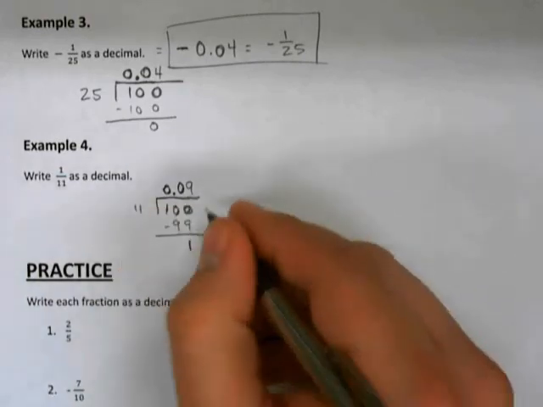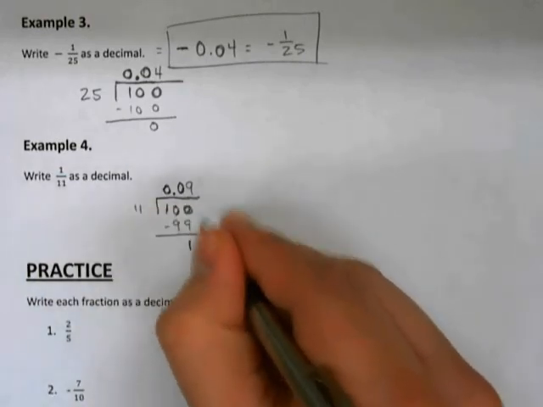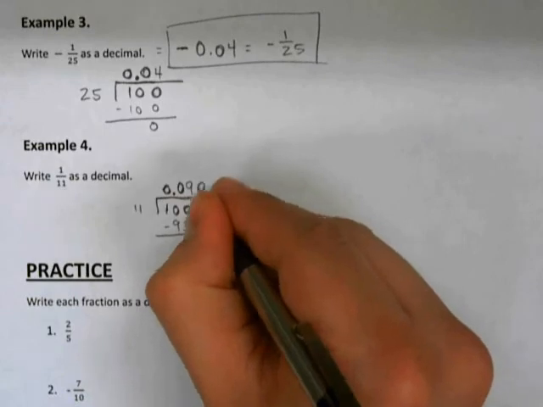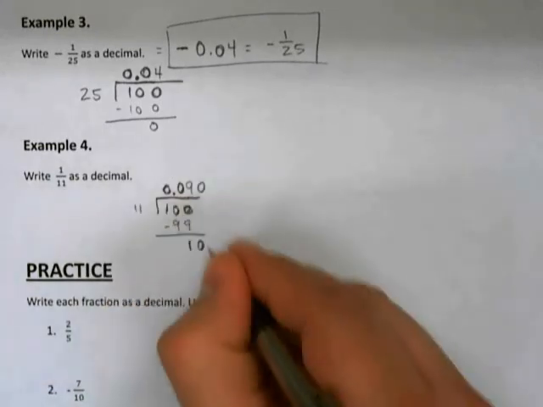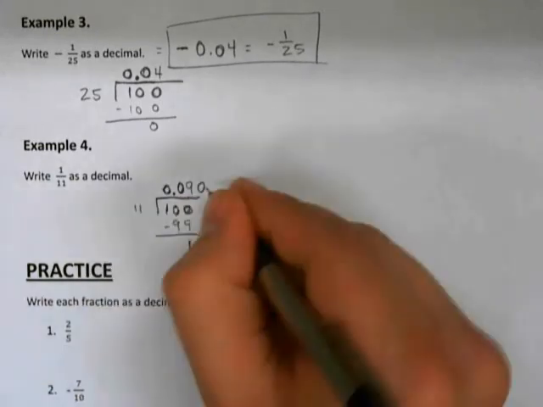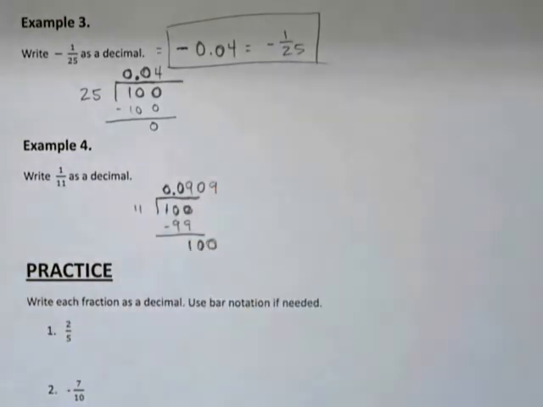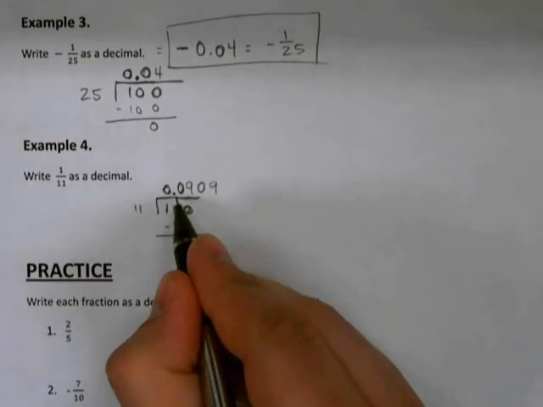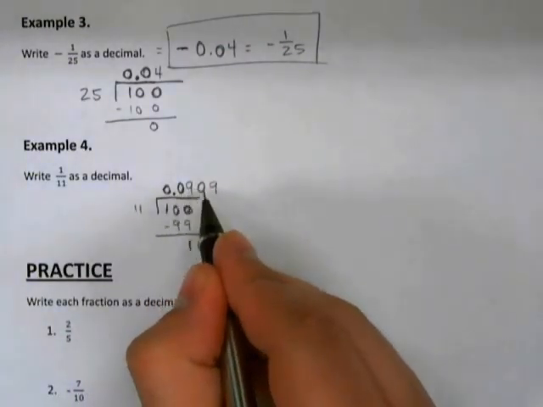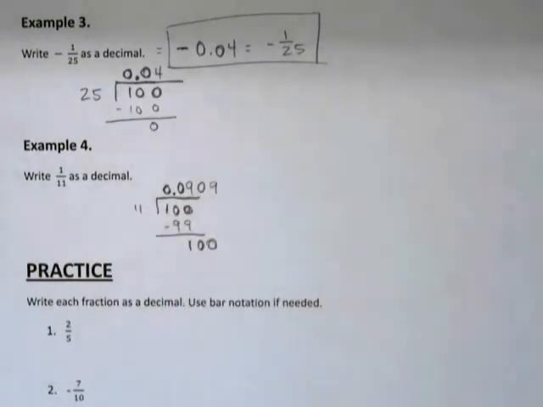11 can't go into 1, so I have to bring down a 0. 11 can't go into 10, so it's going to be 0. But we can add another 0, and 11 can go into 109 9 times. And what we notice, we can stop right here, is that this is going to continue to give us 0.090909, and it's going to keep on going in that same pattern.